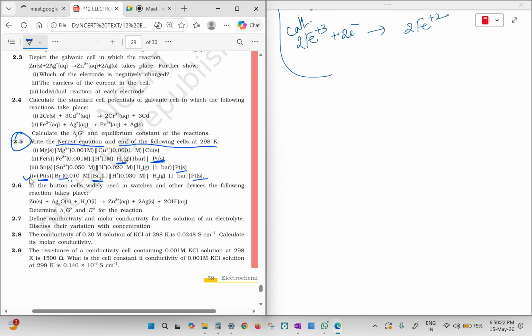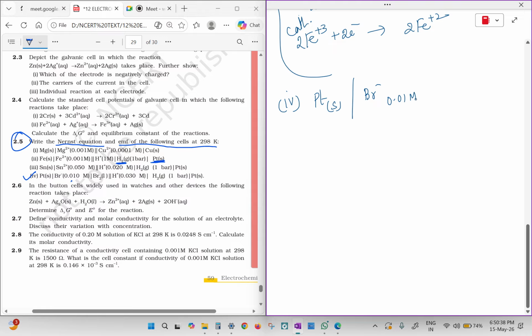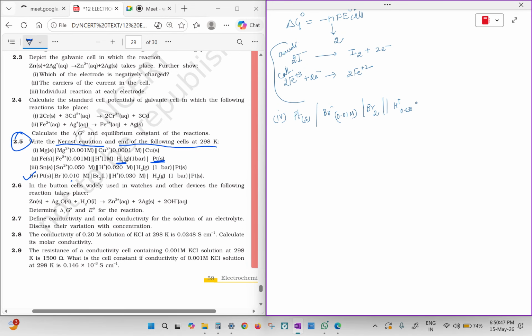Please do write the Nernst equation for the fourth one and tell me. Platinum in the solid state, bromide ion 0.01 M, Br2, H plus concentration 0.030, and H2 at 1 bar. Platinum acting as the surface on which the reaction is occurring. Come on.